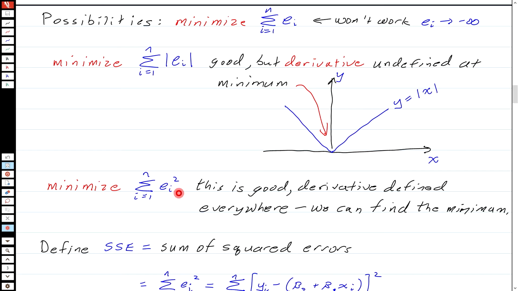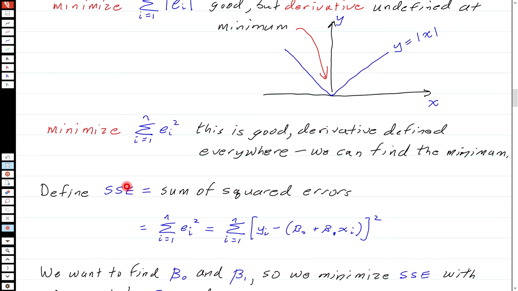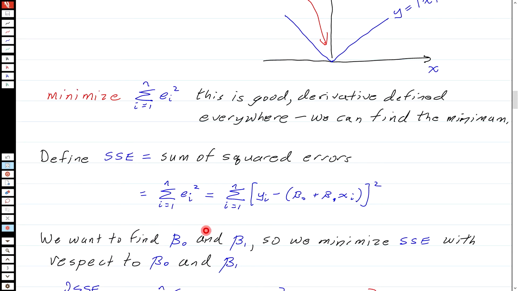So basically, to get rid of the sign, the thing we do is we square the ei's. That gets rid of the sign, and the big advantage is that the derivative of this is continuous and is equal to 0 when we hit the minimum. So we're going to define a quantity called SSE, the sum of squared errors. So that's where the SSE comes from. Basically, this is just equal to the sum of the ei squared. Writing it out, each ei is yi minus its prediction, which is beta naught plus beta 1 xi, and then we're squaring the whole quantity. And the task now is to find the values of beta naught and beta 1 which minimize this function, SSE.